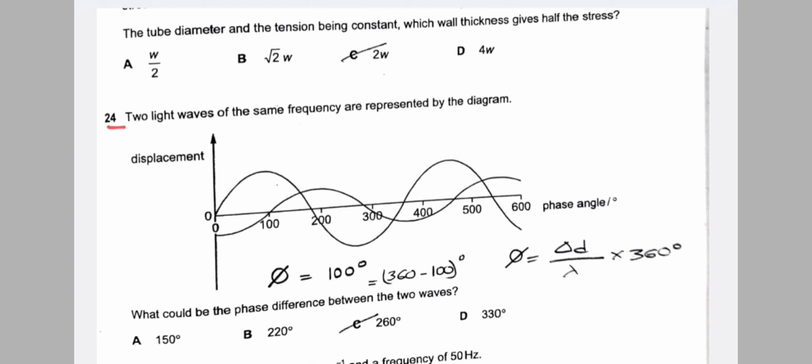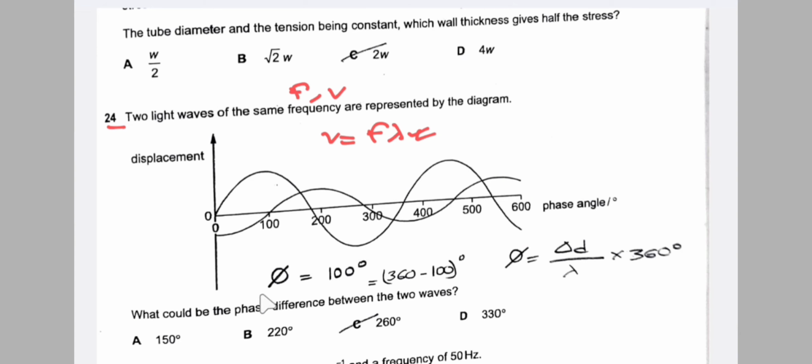Two light waves of the same frequency are represented by the diagram. What could be the phase difference between the two waves? The waves have the same frequency f, and they are both light waves, so they both have the same speed. So v is equal to f lambda. Since they have the same frequency and the same speed, they have the same wavelength. What could be the phase difference between the two waves?